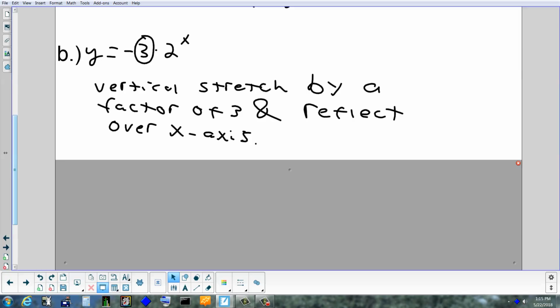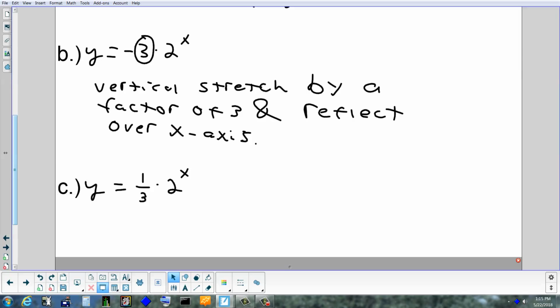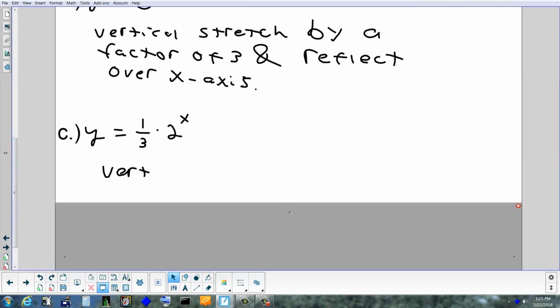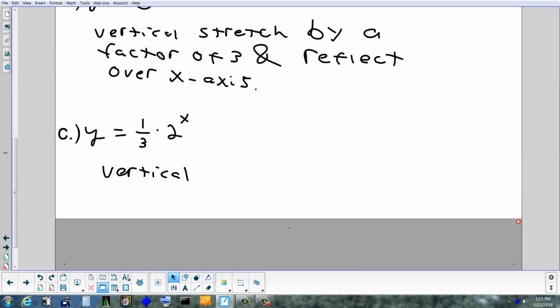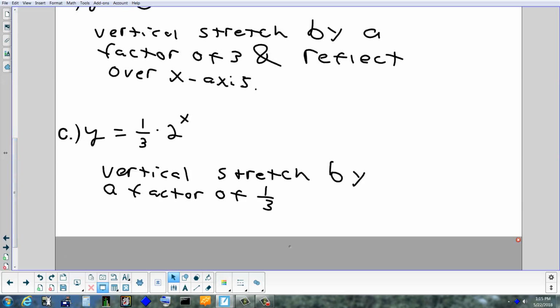What kind of number does that have to be for it to flatten out? A fraction. So that's what's going to happen here. This is really going to flatten it out. But how do we write it? A vertical stretch by a factor of 1/3 and flipped over the x-axis. Yep, we're stretching vertically by a factor of 1/3 and flipped over the x-axis. If you word it wrong, just word it close to that.